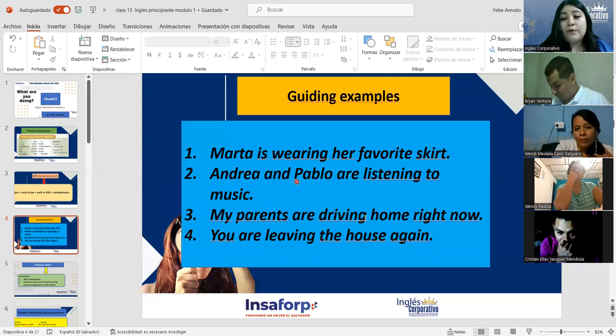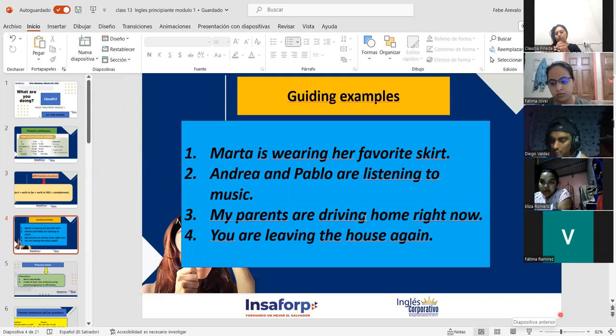Andrea and Pablo, pregunto, Claudia Pineda, ¿a qué subject pronoun equivalen? Teacher. Subject pronoun. Sería they. No me confundan los subject pronouns con los possessive adjectives y los possessive pronouns, right?